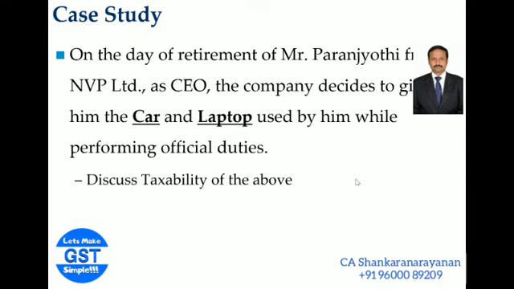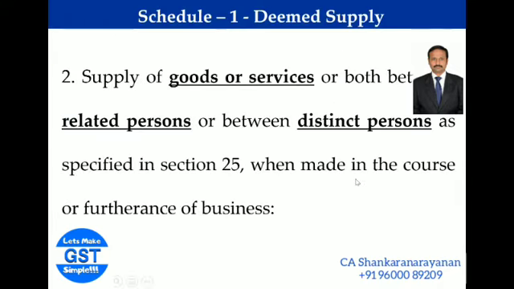So now we move to the second para to Schedule 1. Second para to Schedule 1 says that the supply of goods or services or both. So the main distinction between first para and the second para is, first para was dealing only with goods because it was using the word business assets. So it was applicable only for goods. The second para is applicable for both goods as well as services.